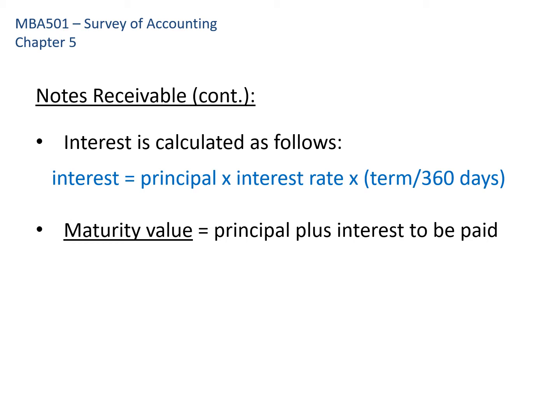So let's say we have a $10,000 note that is at 6% interest for 6 months. So I would take 10,000 times 0.06 times, and if it's 6 months, we can do 6 divided by 12. That'd be $300 interest on that particular note. And again, the maturity value is the principal plus the interest that's going to be paid. So that $10,000, 6%, 6-month note, the maturity value would be $10,000 plus $300, or $10,300.